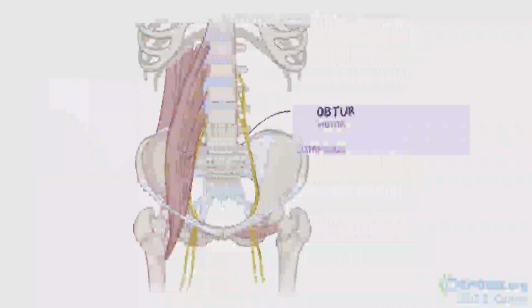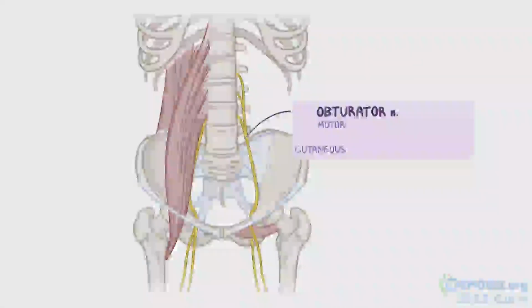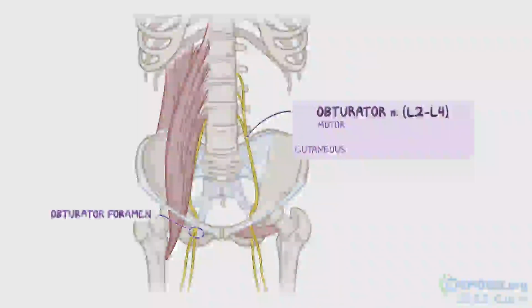Next up is the obturator nerve, which also arises from the anterior rami of L2 through L4 and emerges from the medial border of the psoas major muscle. It passes into the lesser pelvis and then through the obturator foramen to enter the medial thigh, where it gives motor innervation to the obturator externus and adductor muscles and sensation to the medial thigh.